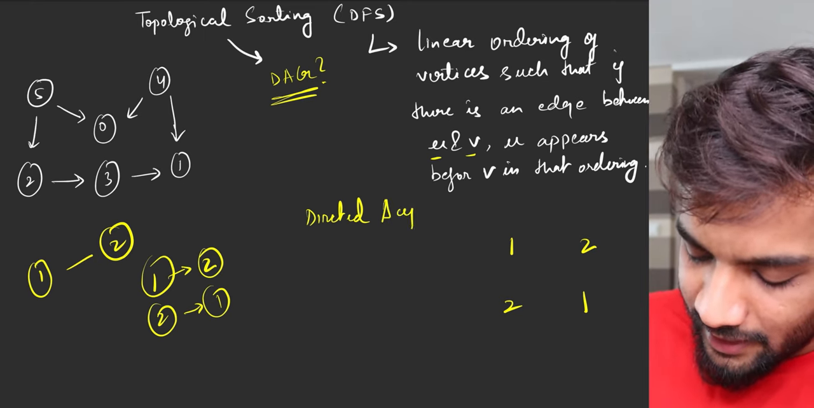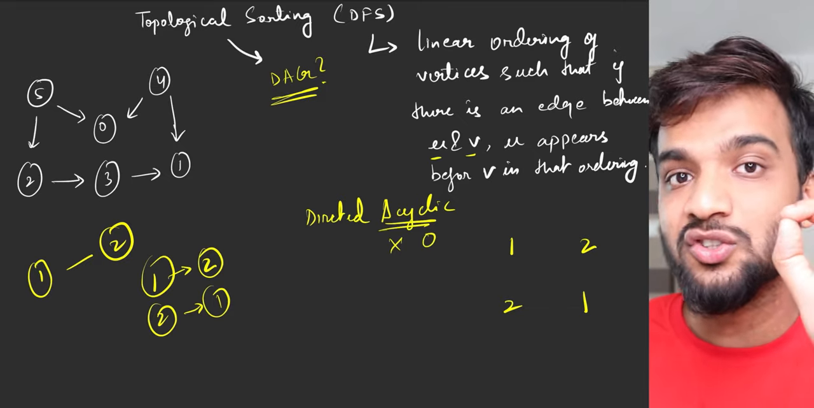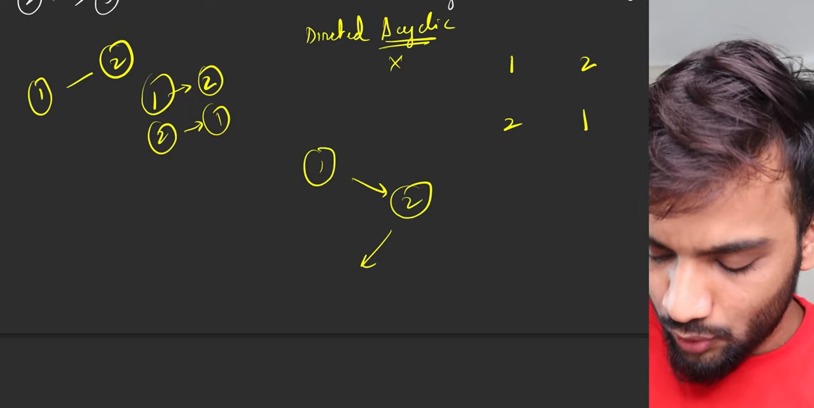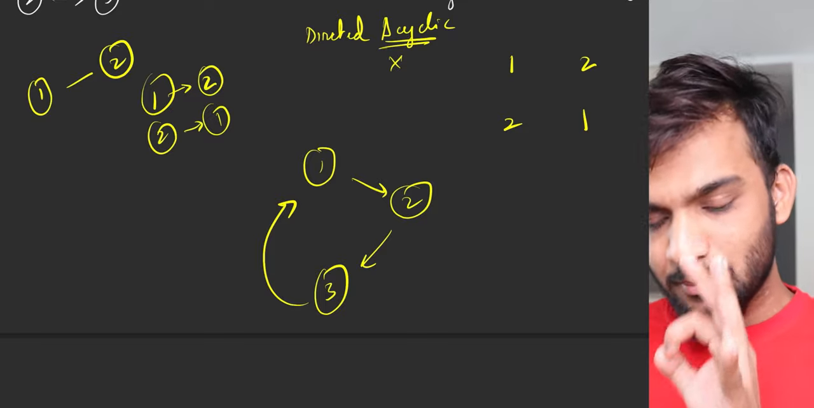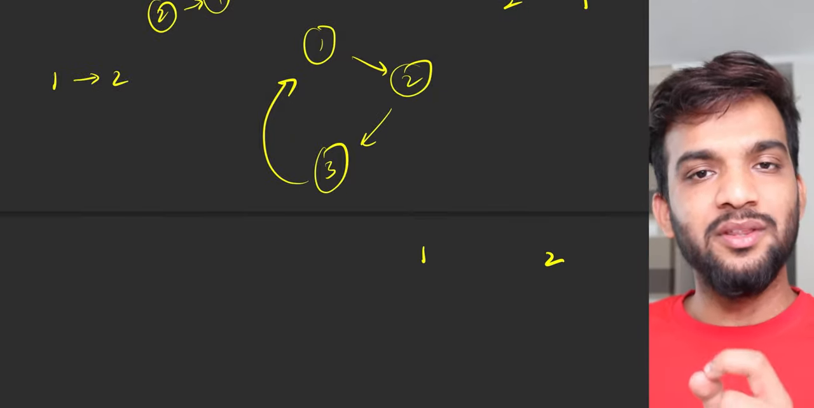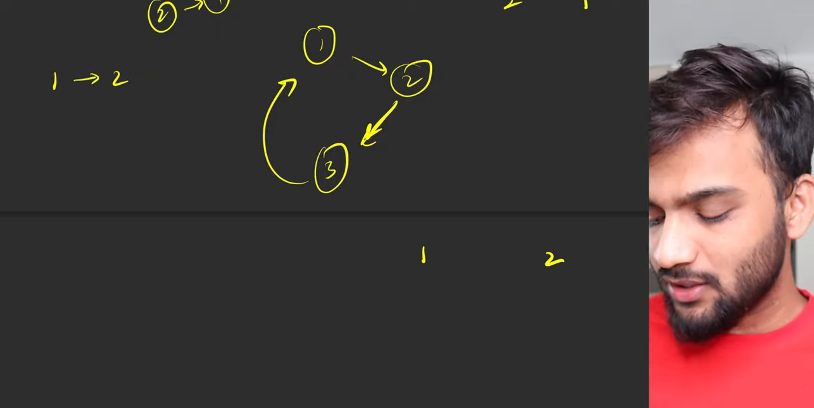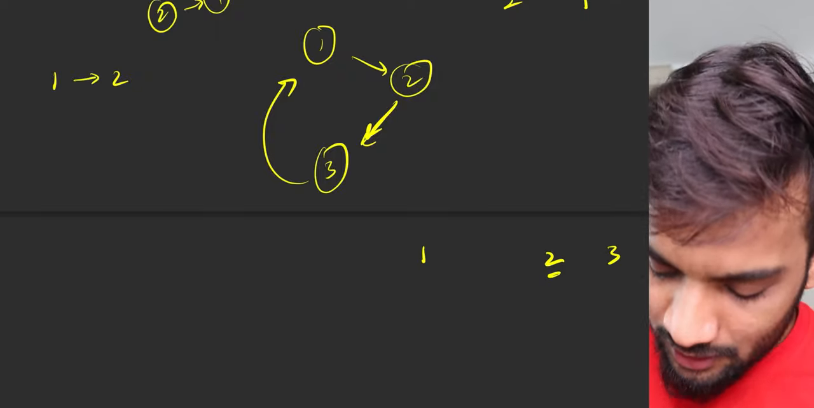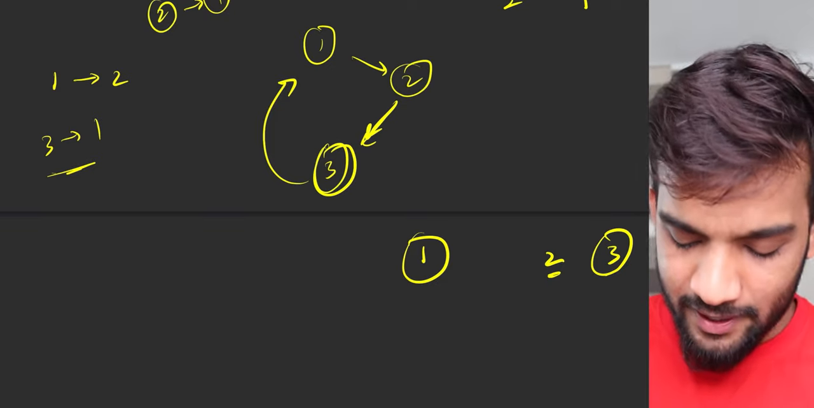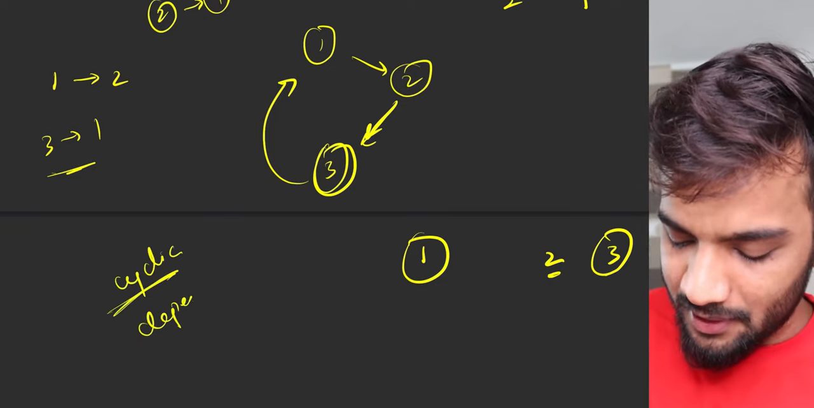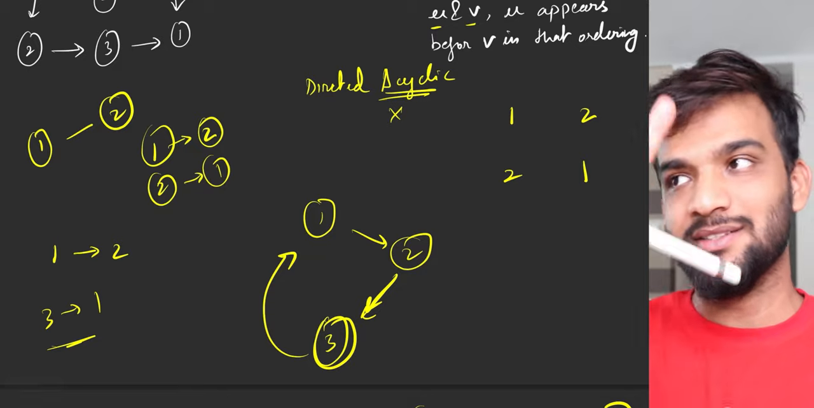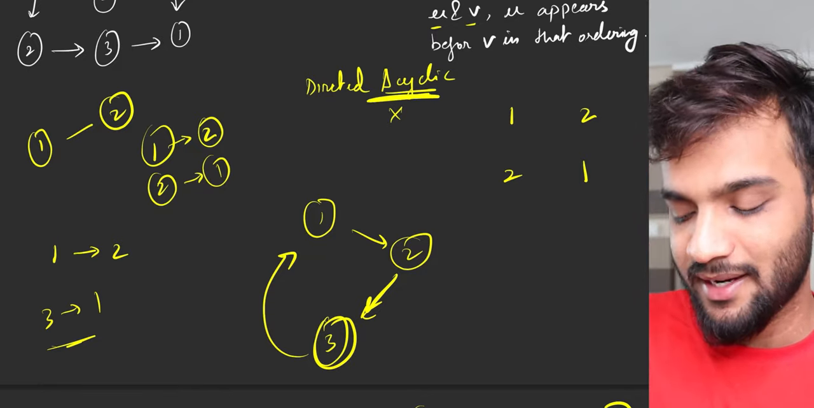Now, why acyclic, meaning no cycle? Imagine if you have a cycle in a directed graph, 1 to 2, 2 to 3, 3 to 1. So 1 has an edge to 2, which means 1 should be before 2 in that ordering. 2 to 3 is an edge, which means 2 should be before 3. 3 to 1 has an edge, which means 3 should be before 1. That is not possible. Why? Because there is a cyclic dependency happening. Thereby, if there is a cycle, you cannot have an ordering such that everyone follows that. So thereby, acyclic and graph, yes.